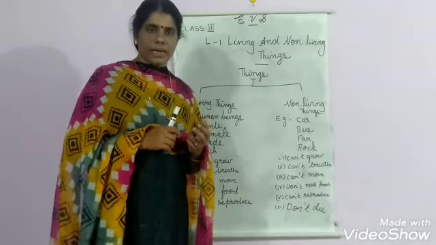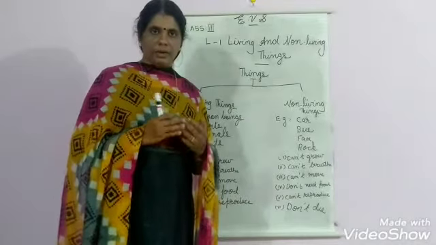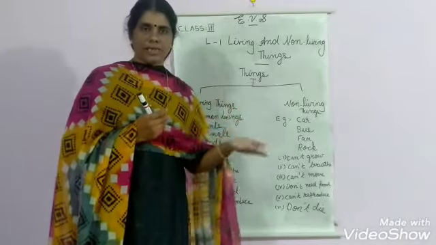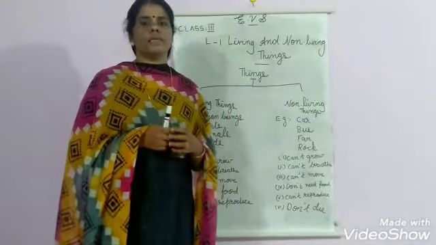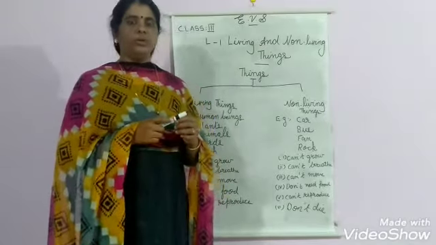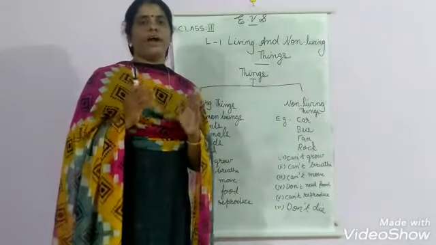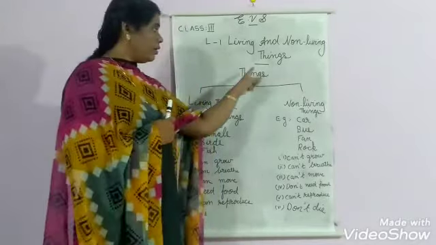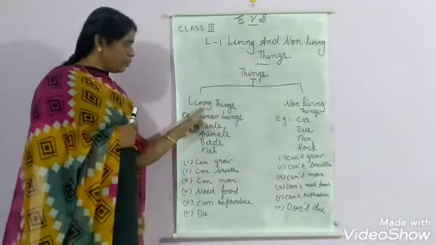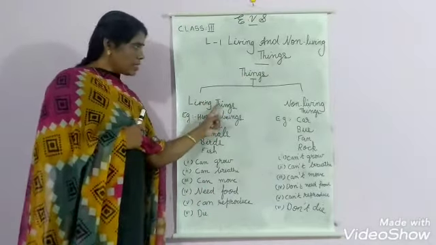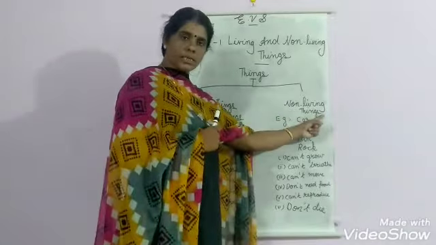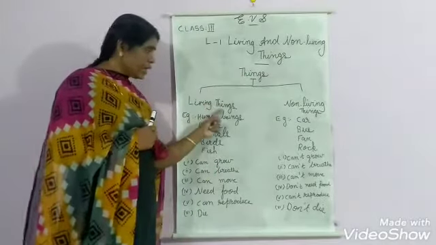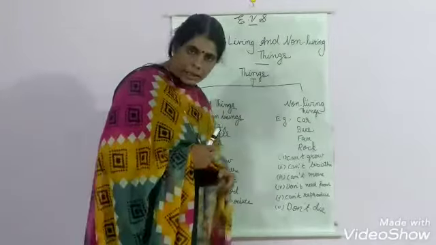Rocks are there, birds are there, animals are there, human beings are there, fan is there, car is there, bus is there. A lot of things are around us. So these things we can divide into two. Which are they? Things, objects can be classified into two: living things and non-living things.